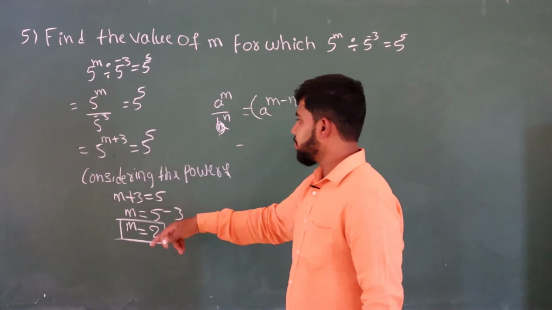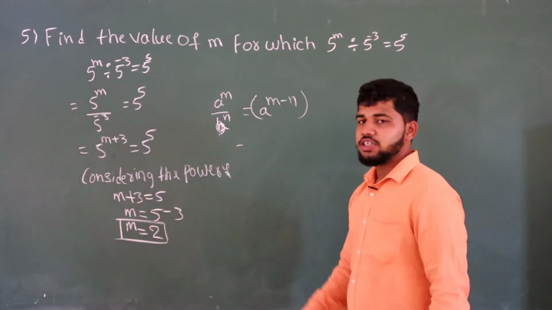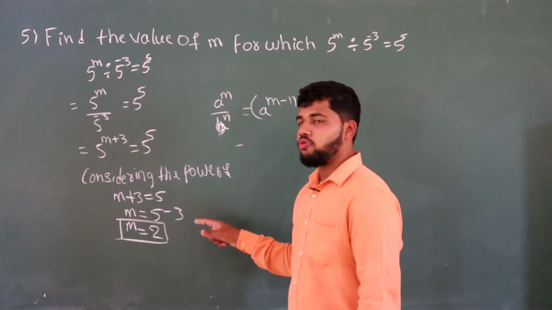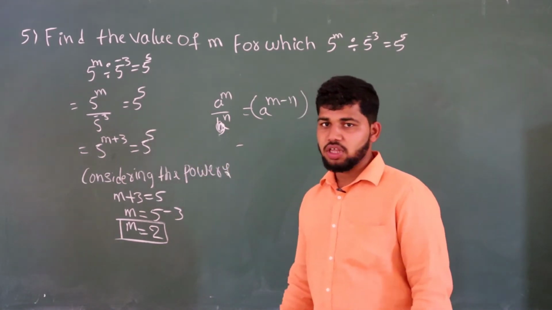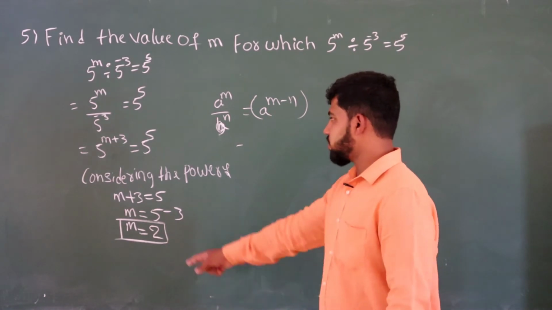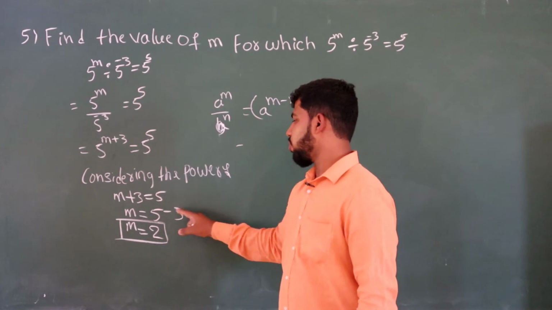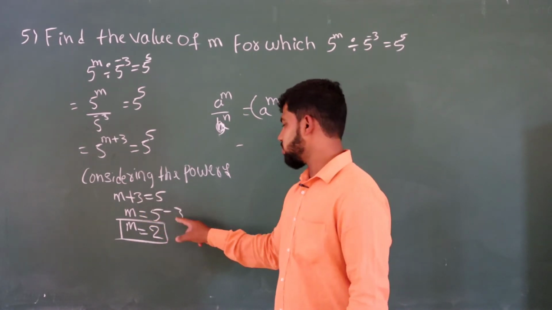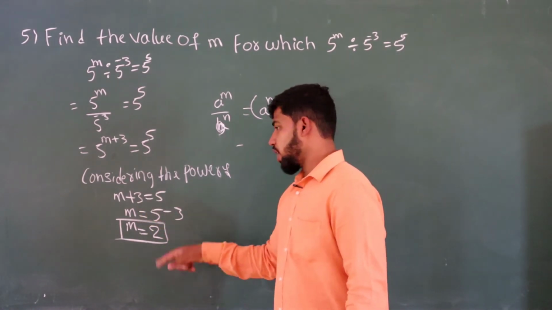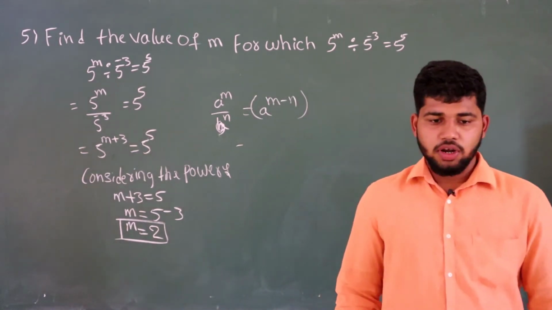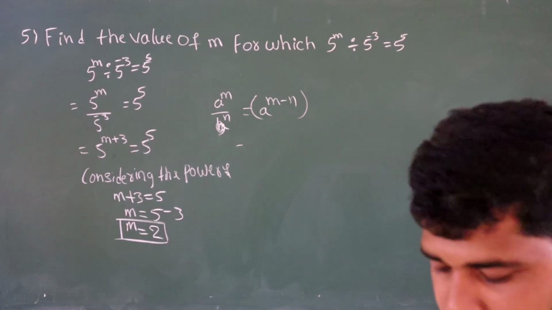Now this is equal to 5. Here the bases are same, so we consider only the powers to find the value of m. The power is m plus 3 is equal to 5. So m is equal to 5 minus 3, which is equal to 2. It is an easy problem. If you solve it once or twice, we can understand it.